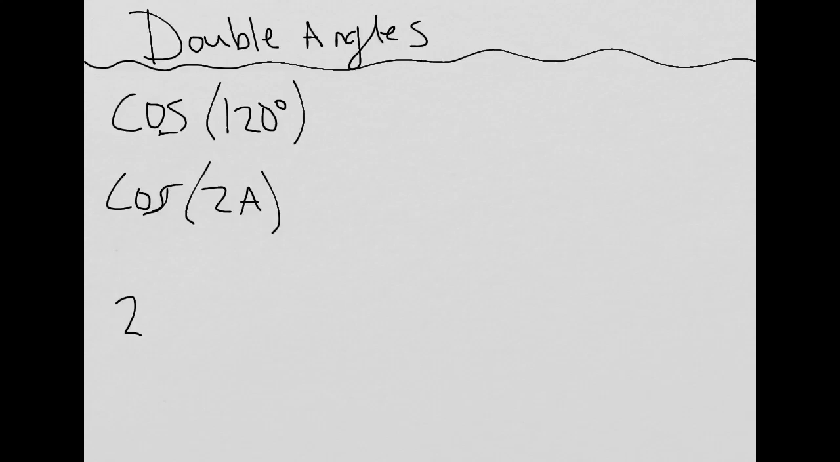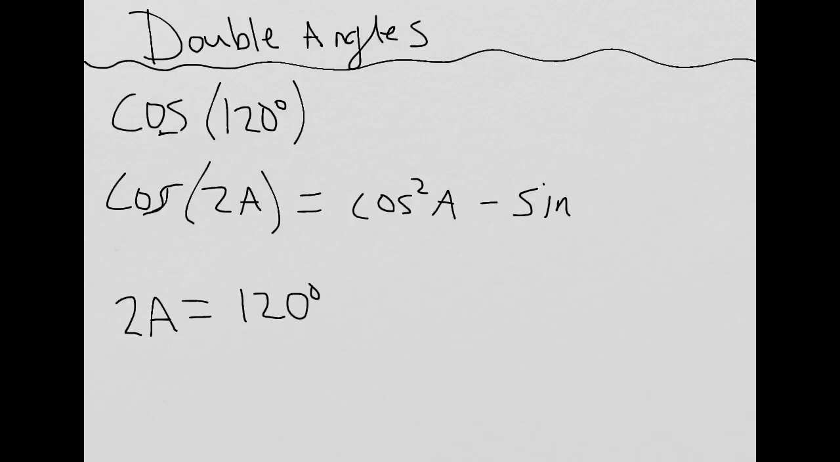So I need to figure out what a is, because in my formula, it's cosine squared a minus sine squared a. So I need to know what a is. Since it told me to use a double angle, this is what I'm given, and this is what I want to find. I need to know what a is before I can go any further. So you can set what's on the inside here and here equal to each other to find out what a is. If I divide both sides by 2, a is equal to 60 degrees.